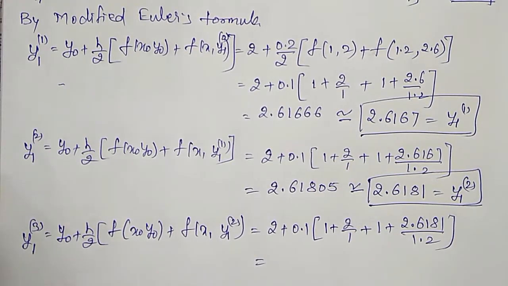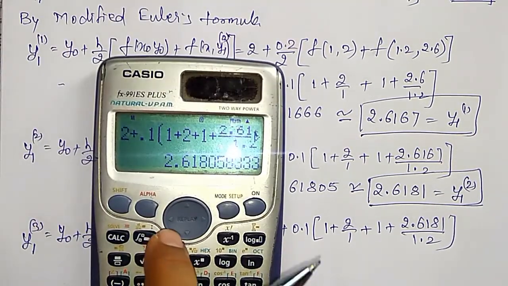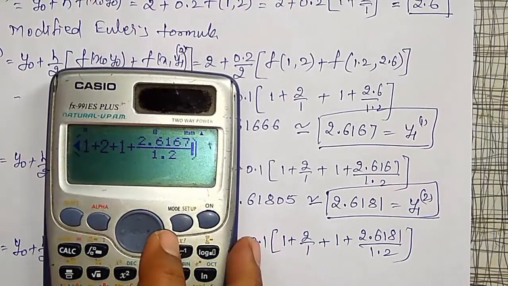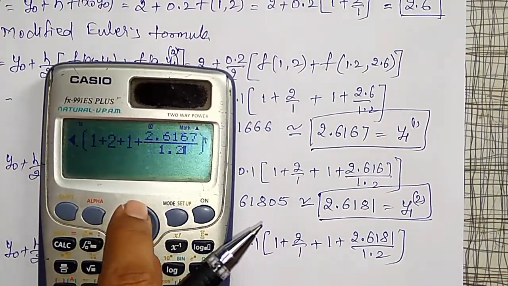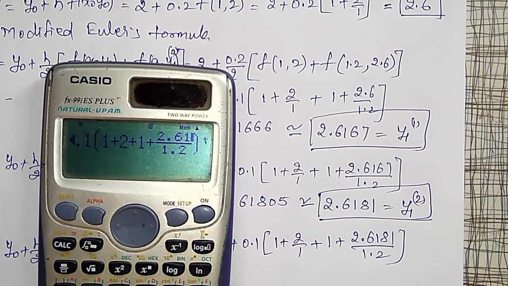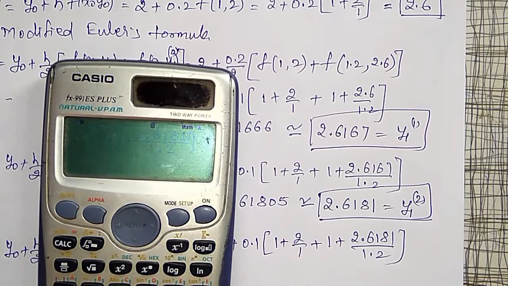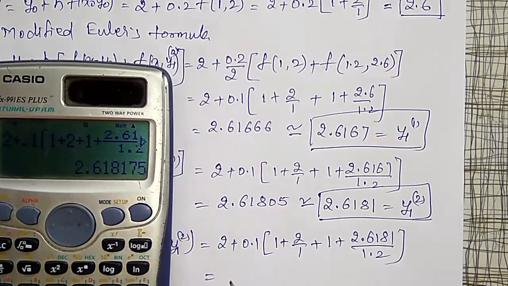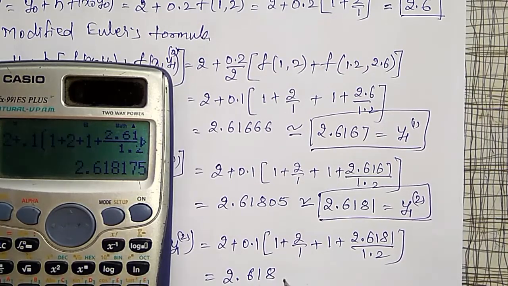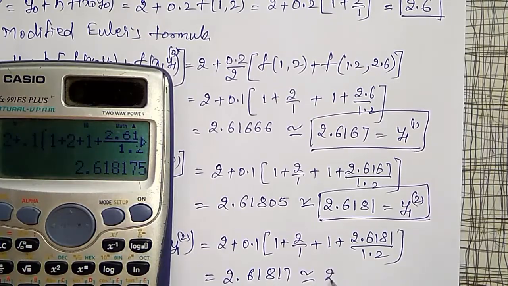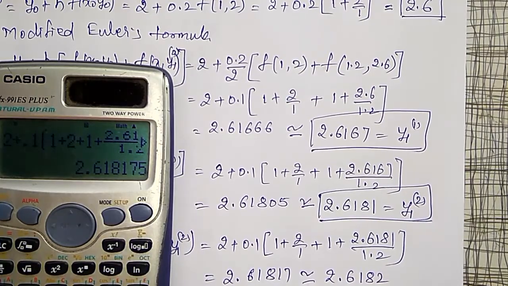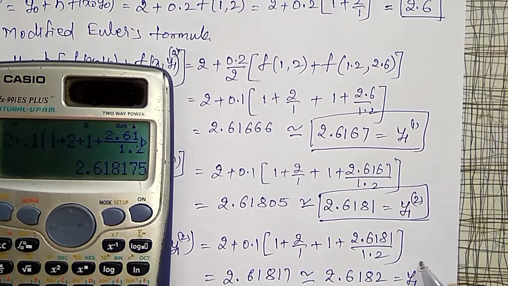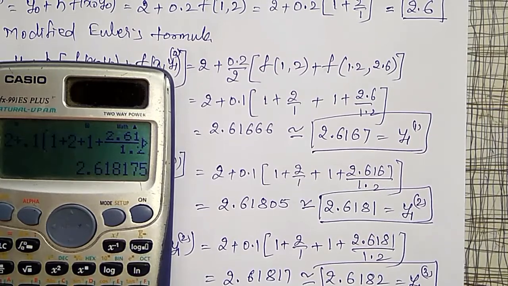In the calculator also, don't operate everything. The already operated one is there. In that you go on making the correction. Delete this one, 2.6181 I have to make. Rest all the calculation work will remain the same. Equal to, that is 2.61817. Approximately I can write it as 2.6182 up to 4 decimal places, because more than 5 is there. This equals y1 third approximation. This is my y1 now.